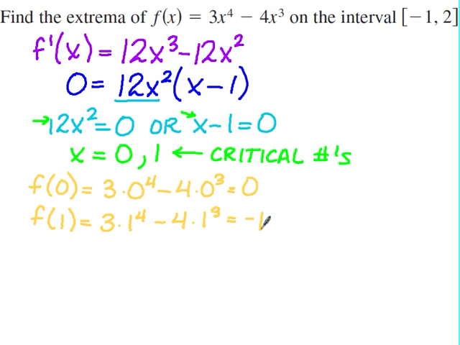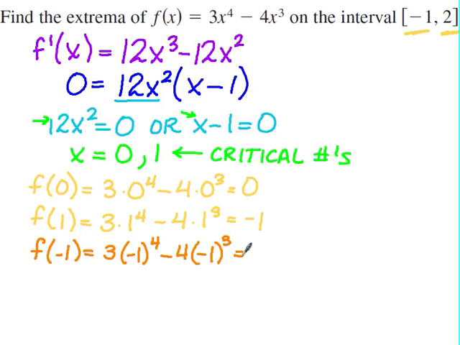Next step was to do what? Evaluate f at each endpoint. Here are my endpoints, right here. So now I'm going to find f of negative 1. So I've got 3 times negative 1 to the 4th minus 4 times negative 1 cubed. Now be careful on this one. What's your answer actually going to be? 7. Because it's going to be 3 minus negative 4. And then I'm going to find f of 2.